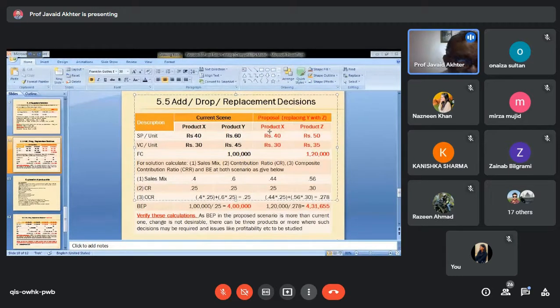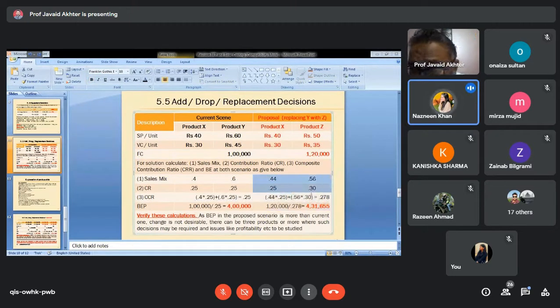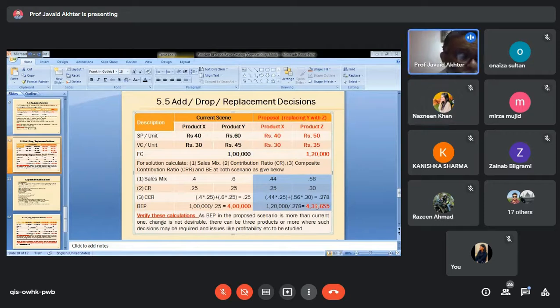Any question up to this place? Do you have any question at this stage? Sir, if you want to make a drop decision, so the product with the more break-even will be dropped. See, in this case, you don't calculate product-wise break-even. You are calculating break-even as a whole. Have we calculated product break-even?